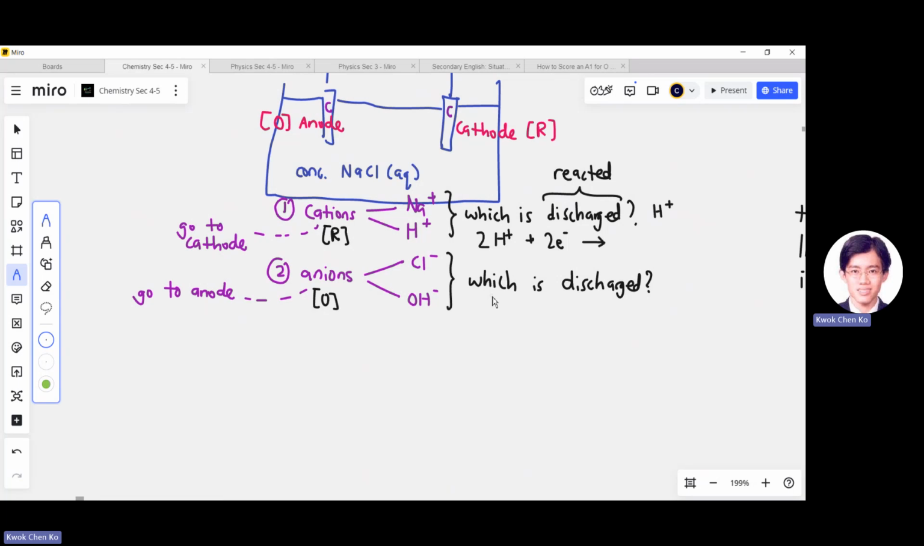Nothing new. You see this equation again. H plus is converted to H2. So this is your cathodic reaction. Sorry, cathodic reaction, the reduction reaction.